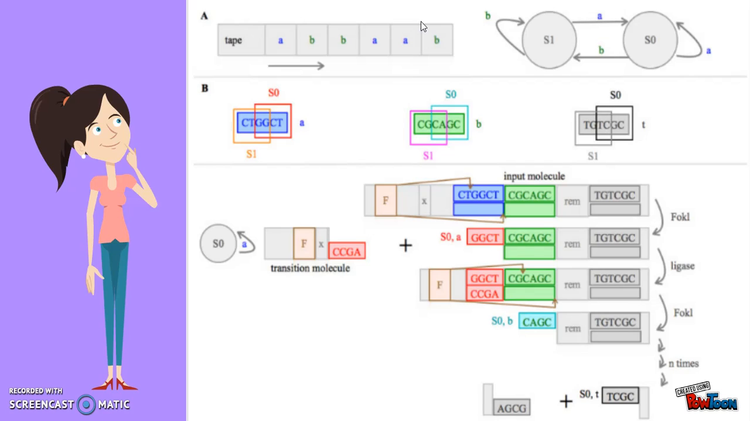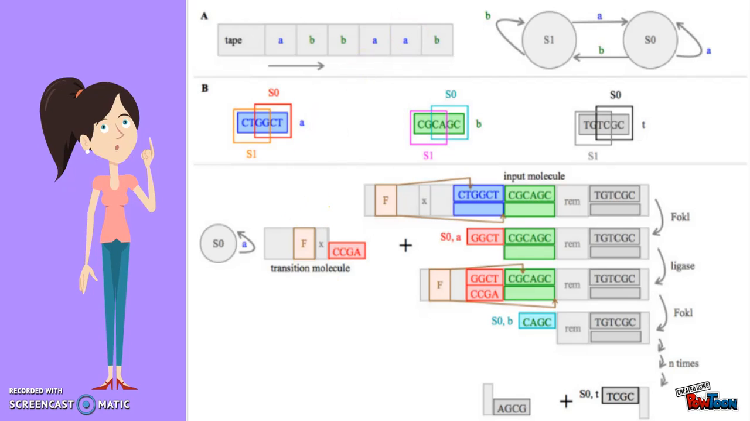The molecule in its final state gets ligated to an output detector engineered to recognize either state S0 or S1. This forms an output reporting molecule which can be visualized by gel electrophoresis.